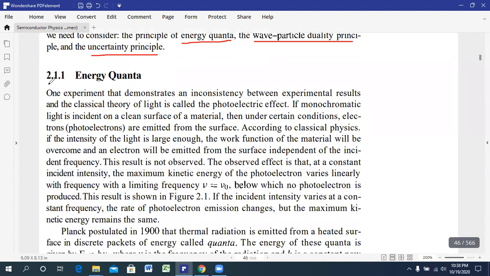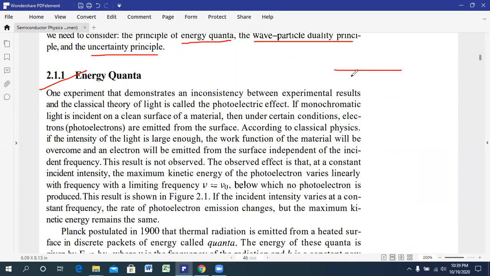First of all, article number 2.1.1 is energy quanta. So what is called energy quanta? Different experiments show this. We know about the photoelectric effect, right? If monochromatic light is incident on a clean surface of a material, then under certain conditions the electrons are emitted from the surface, and that is the photoelectric effect.